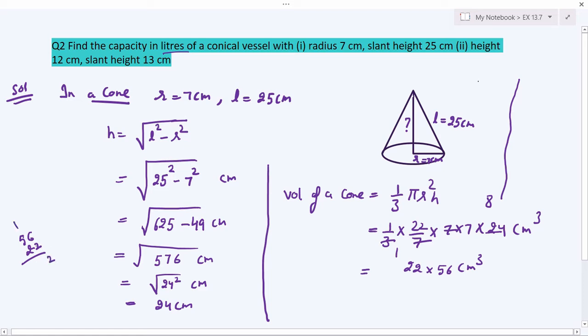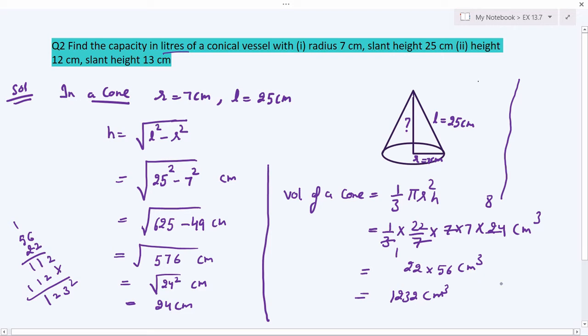6 2s are 12, 5 2s are 10, or 1 carry makes 11. This is 2 1 1. This is 2 3 2 1. So the answer is 1232 centimeter cube. But they want the answer in liter form.